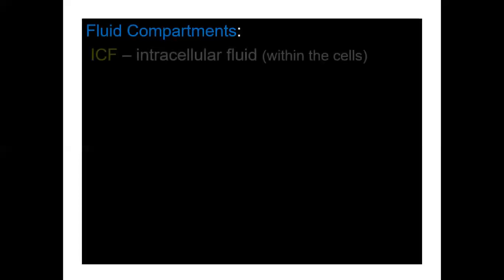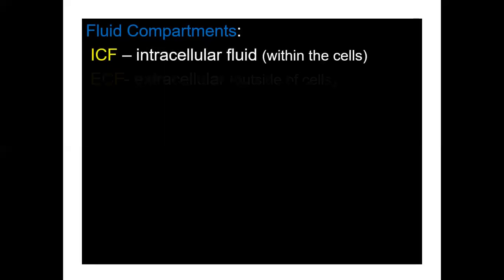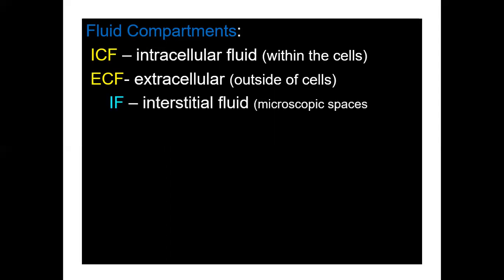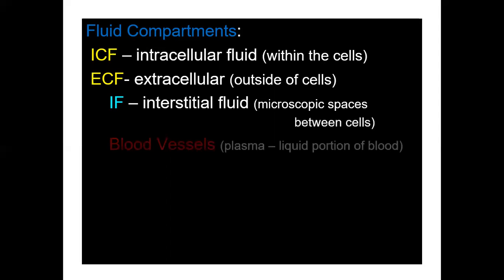All right, so fluid compartments, basically there's two of them, the ICF and the ECF. ICF means intracellular fluid. This is within the cells. ECF is extracellular fluid, outside the cell. Now the ECF is broken down into two. There's IF, which is interstitial fluid, the microscopic spaces between cells, and then blood vessels. Remember, plasma is the liquid portion of the blood. Those are examples of extracellular fluid.